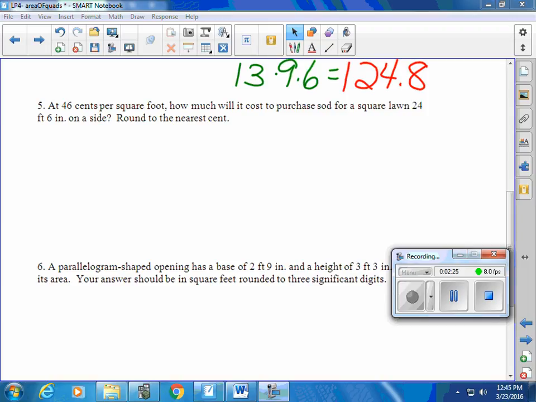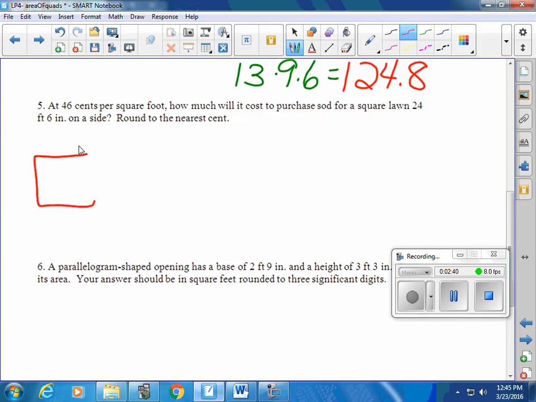Okay, now we're going to look at number 5. So first we're going to read the question. At 46 cents per square foot, how much will it cost to purchase sod for a square lawn 24 feet 6 inches on a side, round to the nearest cent? So we know that squares all have the same sides. We're going to convert 24 feet 6 inches into a decimal. We know that a full foot has 12 inches, so 6 inches is a half. So each side here is going to be 24.5.